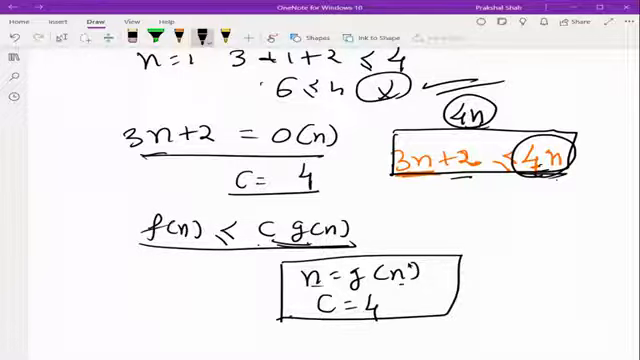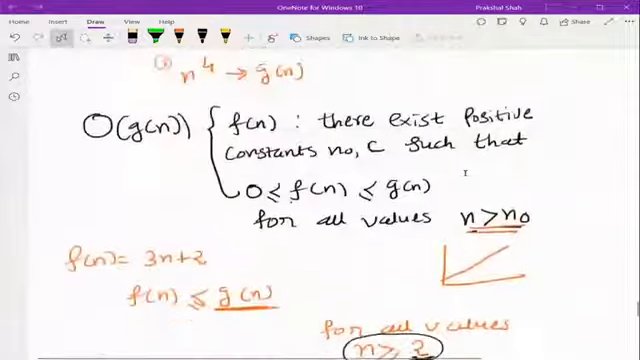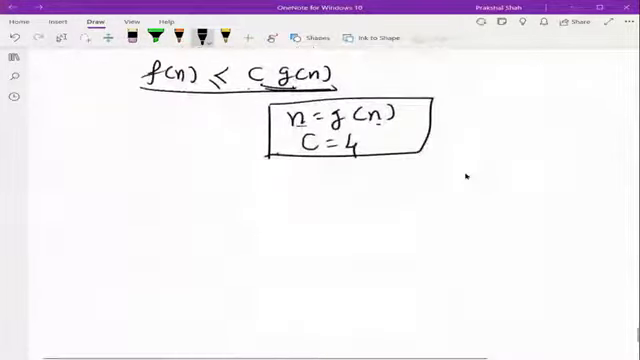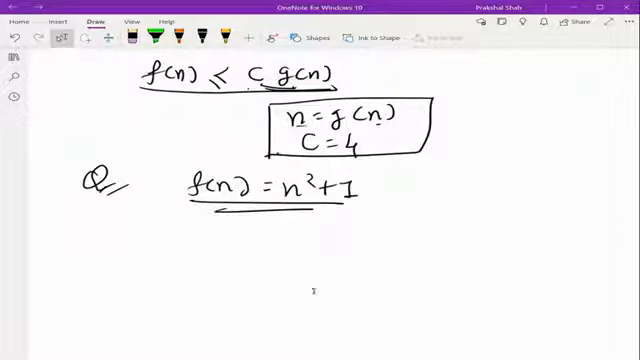Hariharan, why 3n plus 2? This is my question. I have given you 3n plus 2; it is not derived from anything else. I have given you f of n equals 3n plus 2. Now, if my f of n equals n square plus 1, then what will be my case? Then find the values of g of n, c, and n0.